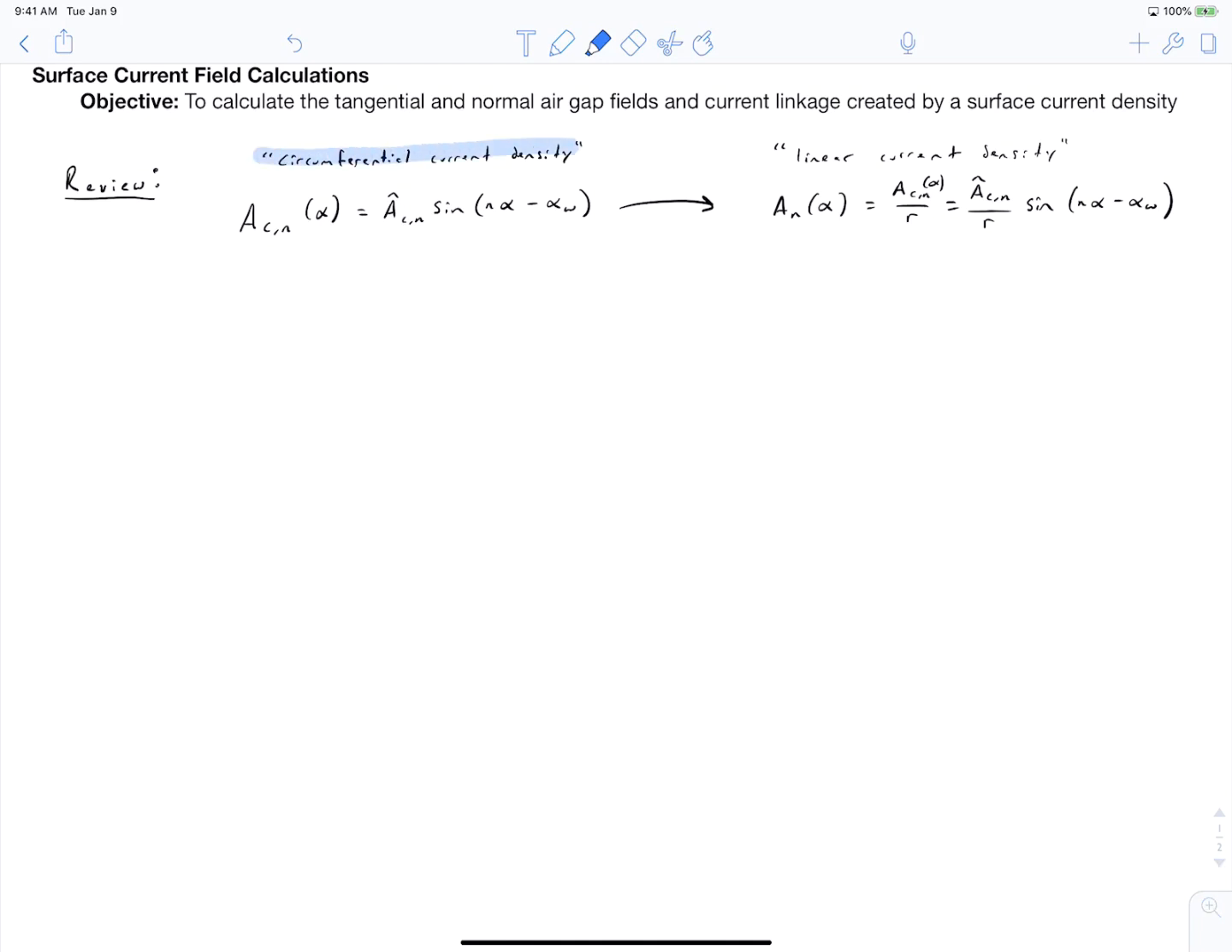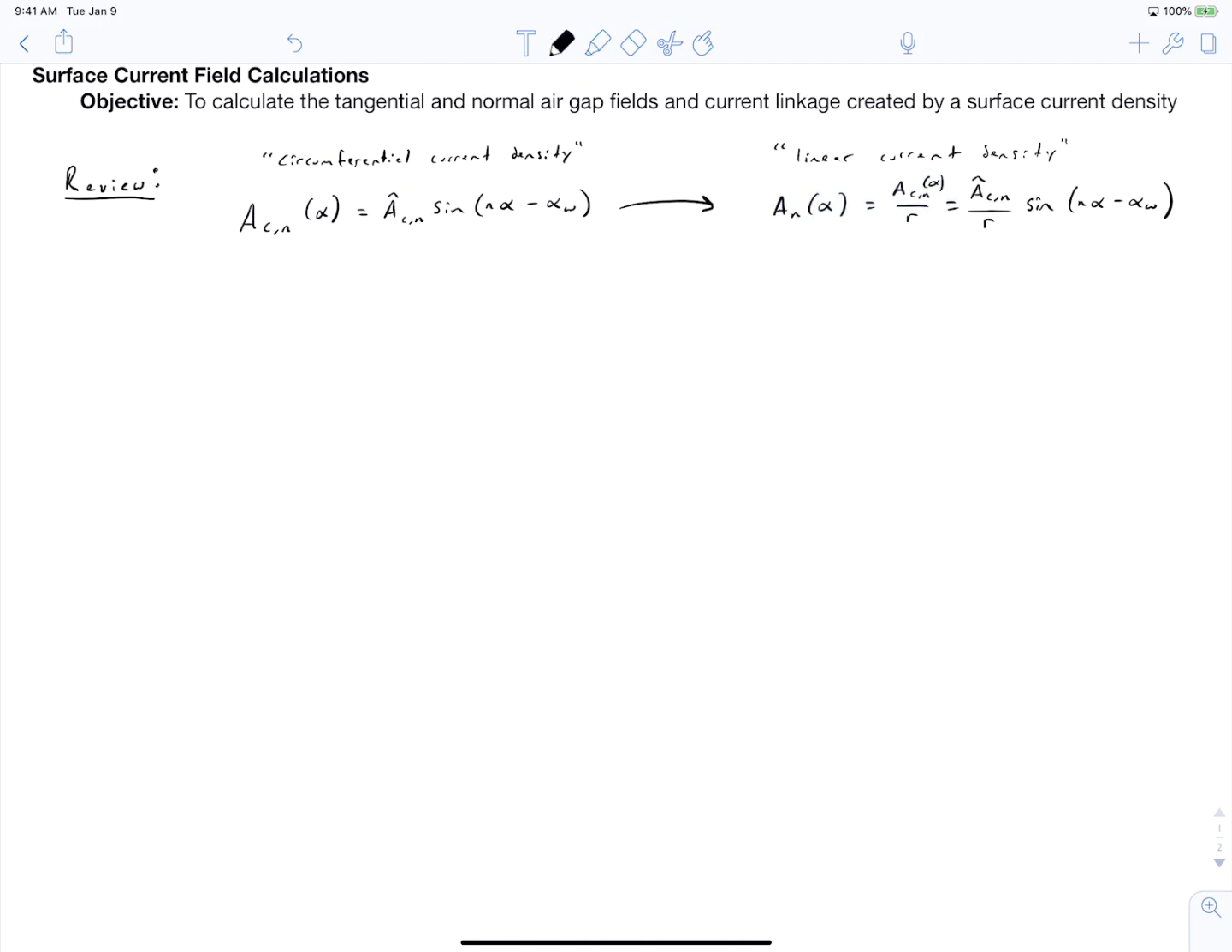One representation being a circumferential current density, where we talk about the total number of ampere turns at any given angle. And the second being a linear current density, where we consider the ampere turns per meter or per linear length. And we can relate these two quantities. In a previous video, we developed the equivalent circumferential current density for a three-phase winding system as being this equation here. And in a separate video, we have related our linear current density to our circumferential current density by noting that the linear current density is going to be the circumferential current density divided by the radius.